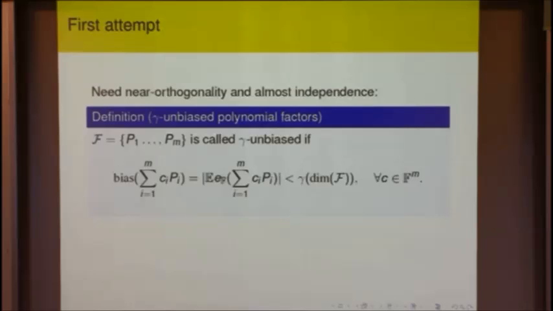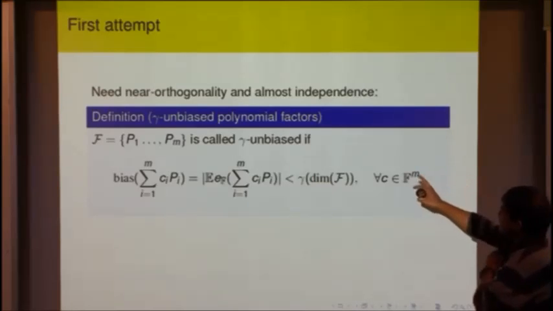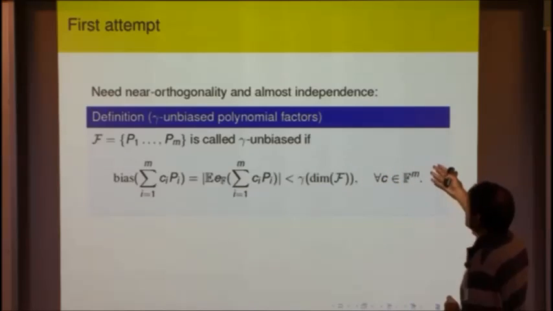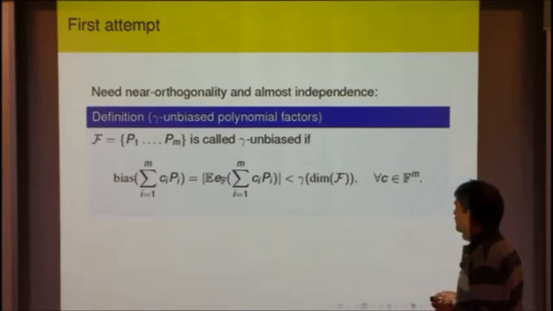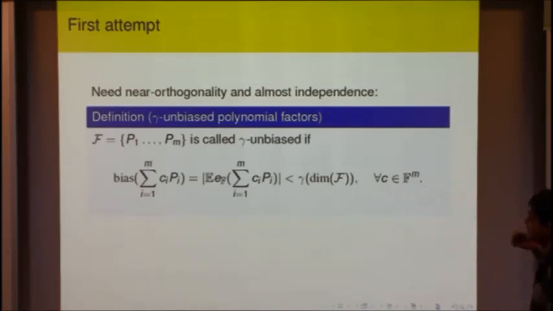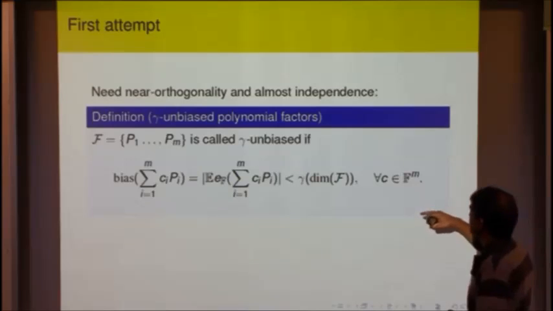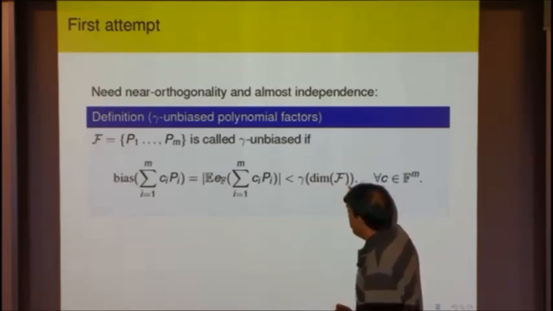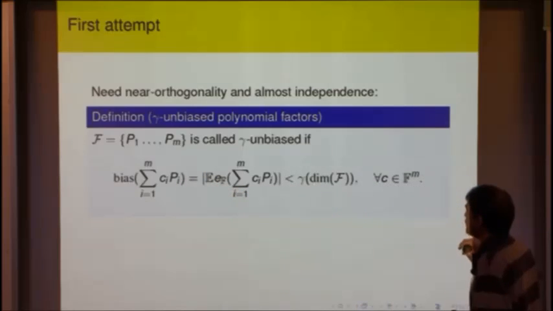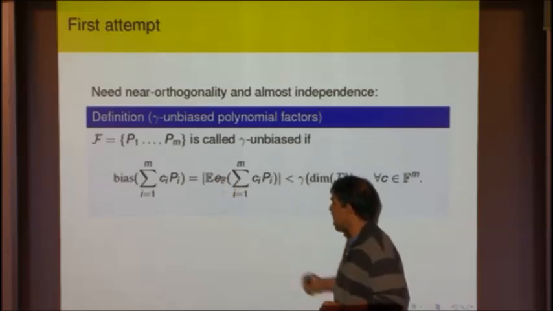Okay. So let's start with this attempt at regularity. This is our new notion of regularity, very straightforward. Our first attempt just measures correlation, just measures the bias. So we'll say that a factor is gamma unbiased if its bias is less than gamma of the dimension of the factor, which just means m here. Gamma is some function in terms of the size of the factor.